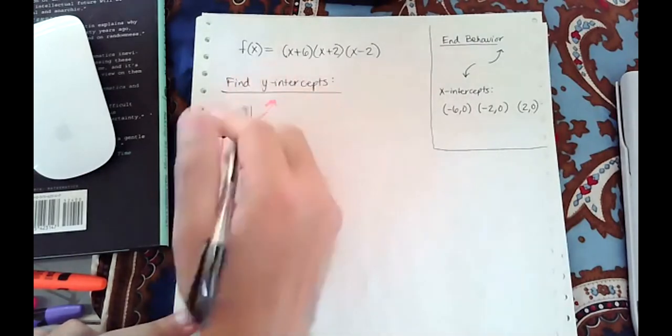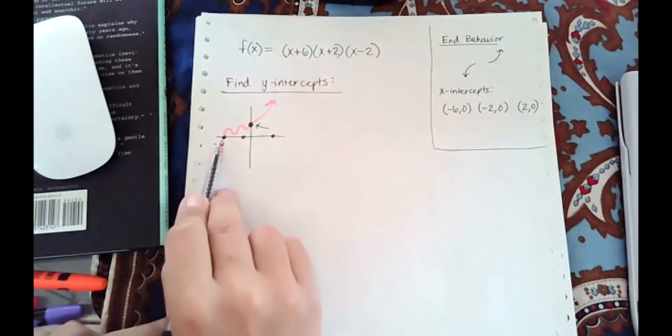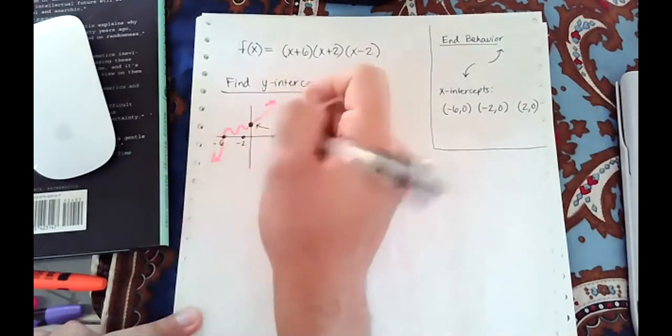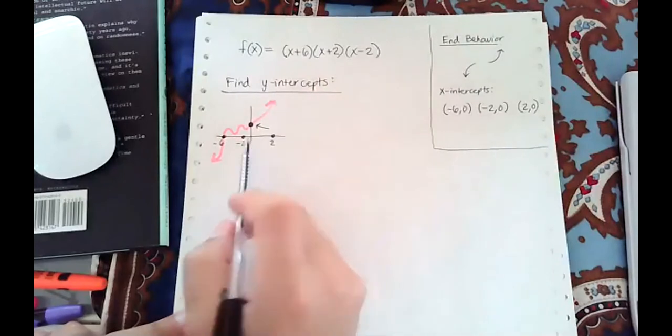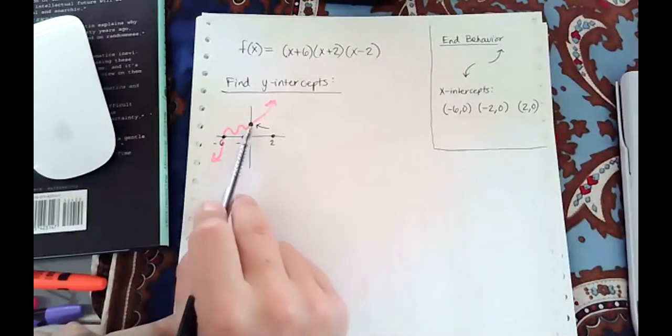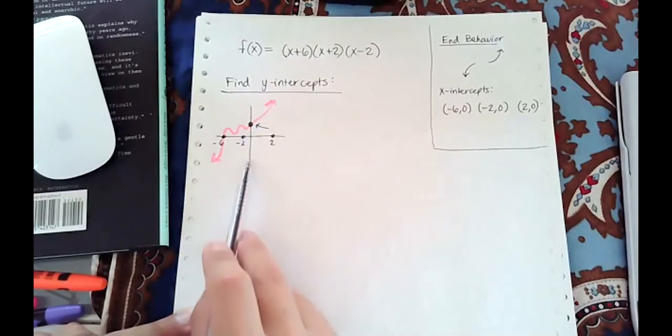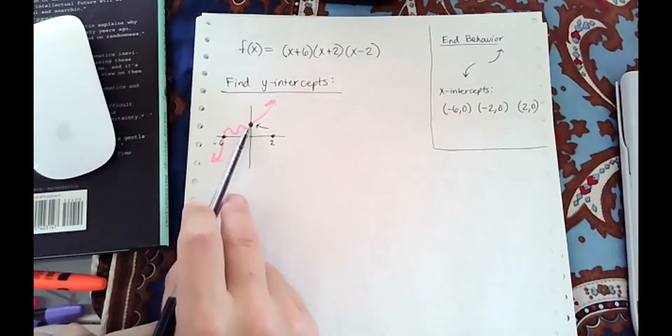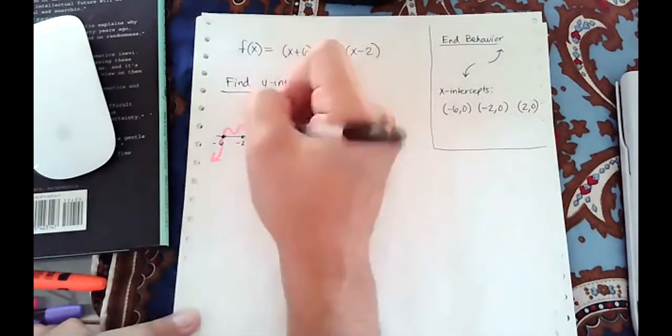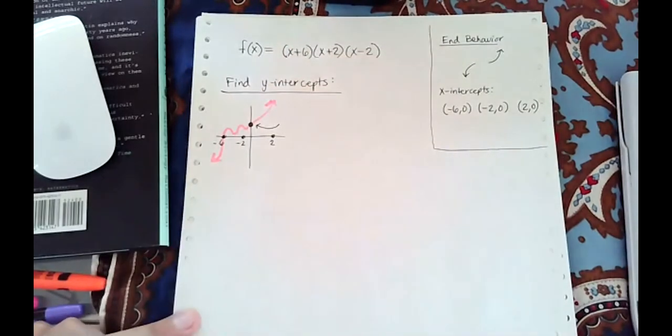Again, this is not our graph, but let's just pretend that was x equals negative 6, this is x equals negative 2, and this is x equals 2. Those are not the points that we're concerned about right now. We're trying to find the point where the graph crosses the y-axis. I don't know its y-value, but I should know its x-value. Does anybody know what the x-value of that might be?